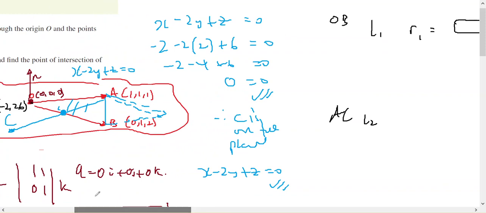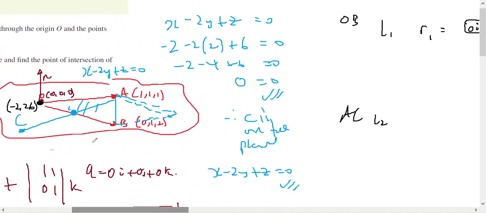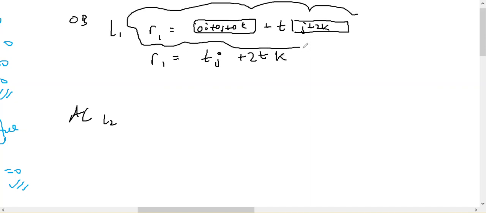And I'm going to use the fact that the origin is on the line OB, so that will be 0 on the I plus 0 on the J plus 0 on the K, and the direction that it goes on is this direction, which is J plus 2K, which means that R1 equals T in the J plus 2T in the K. So I've created an equation for line 1.